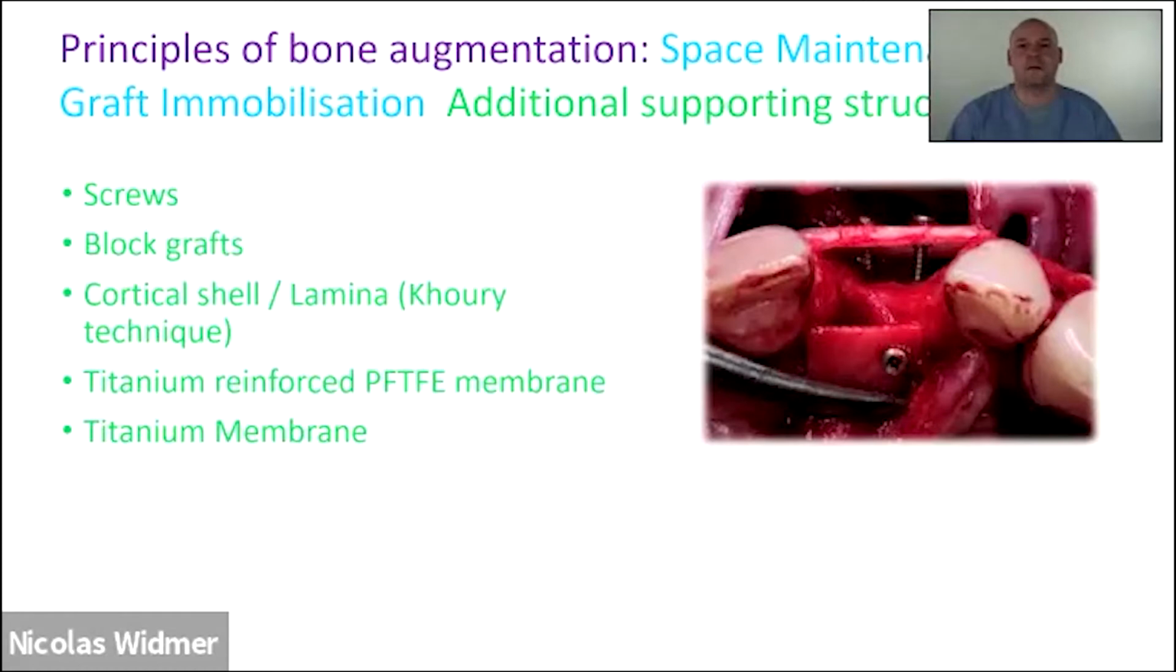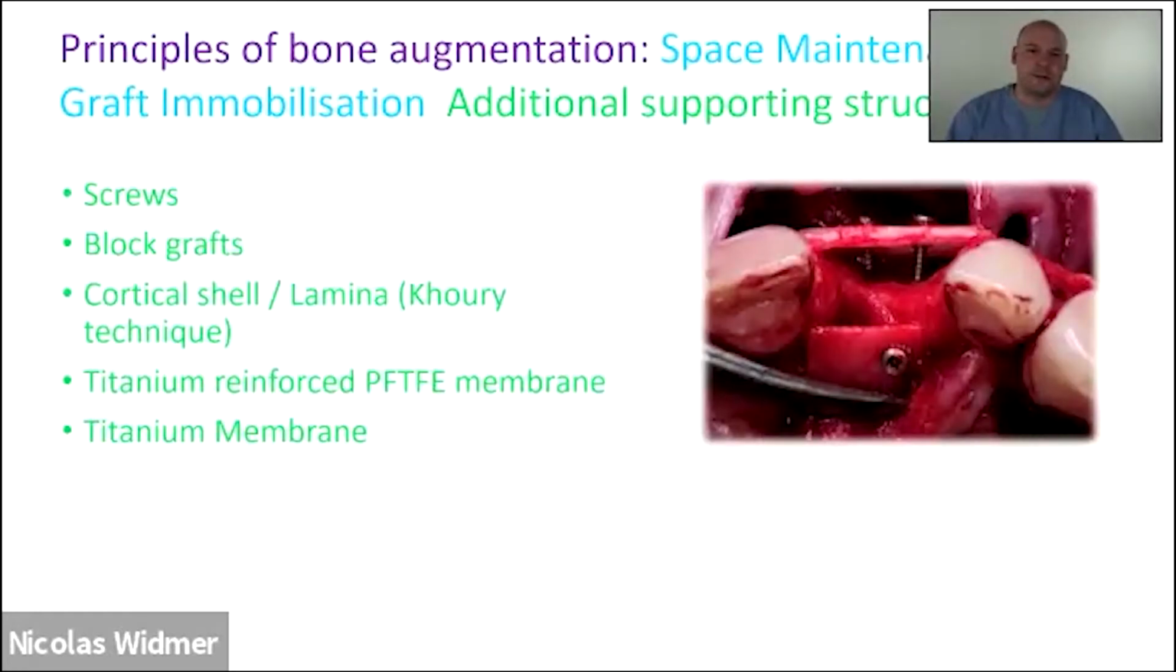Then there are the more complex techniques, like the cortical shell or lamina technique. You use block grafts, you stabilize them with screws, and you fill the gap with autologous bone or a mixture or whatever. It works very well, but in my opinion, it's quite a difficult technique and also invasive.